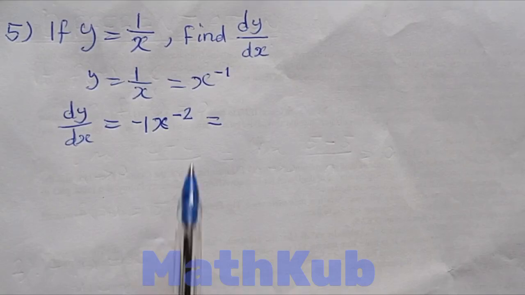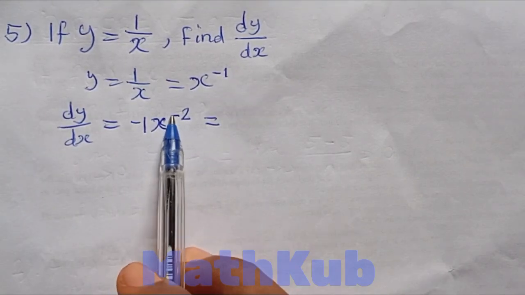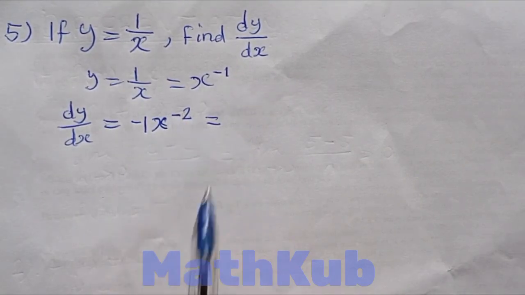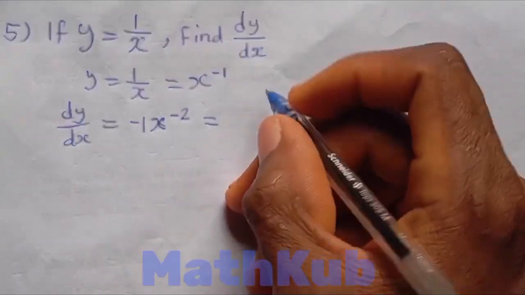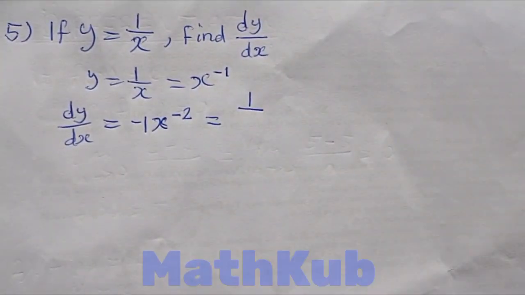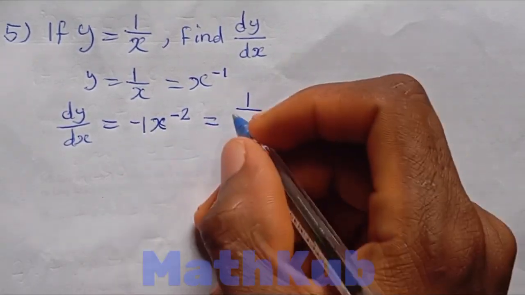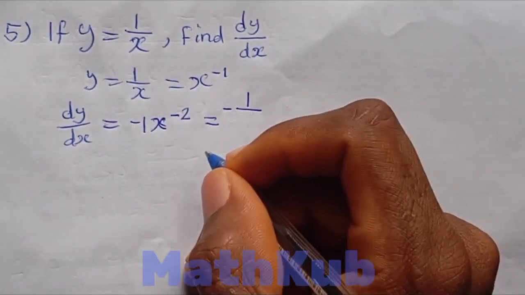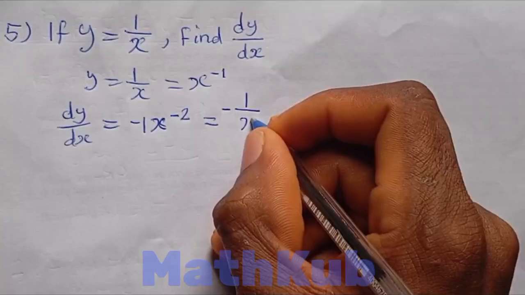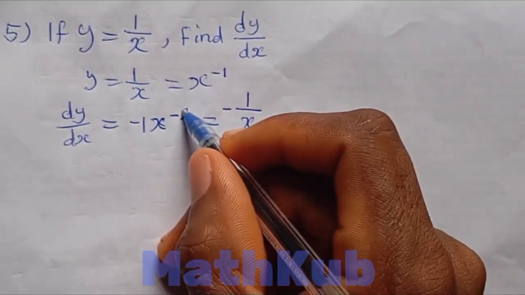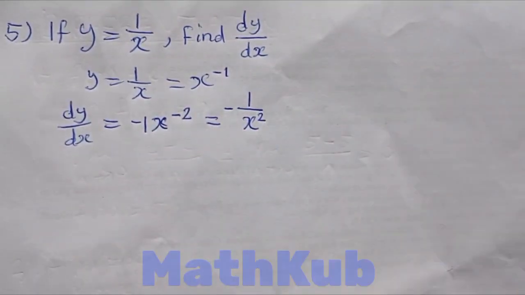Then this is also equal to, we say that minus is 1 over. So this minus alone means 1 over. And we have a minus outside. Then this minus is outside, and we write our x, and we write 2 on top. This is the answer.